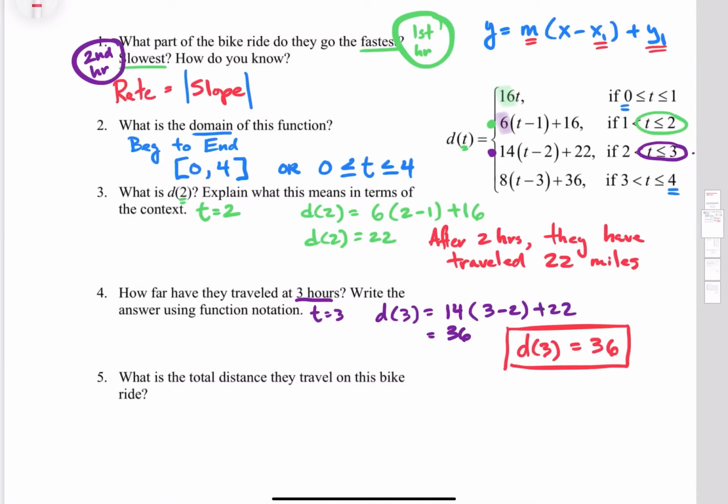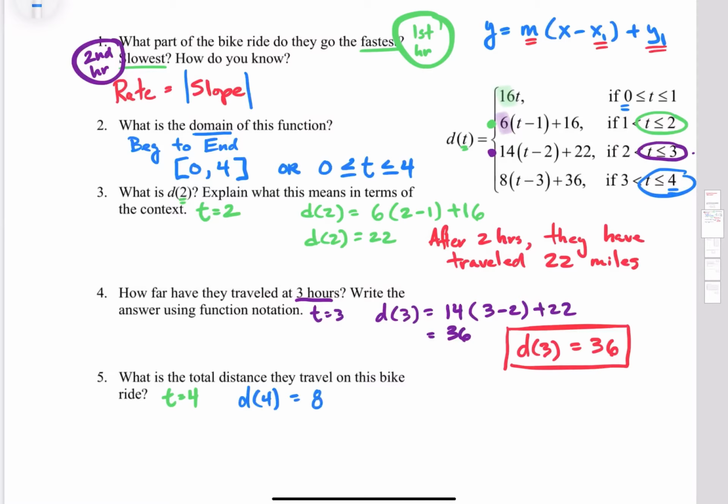And then the next piece right here is asking, what is the total distance they've traveled on this bike ride? Well, we need to ask ourselves, when did they end their bike ride? They ended their bike ride at the 4th hour. So after 4 hours, the bike ride ends, and that's going to tell us how far they've traveled. So we're going to look for d of 4. d of 4 is going to be this last equation here, since t is less than or equal to 4. So I'm going to use that last equation.